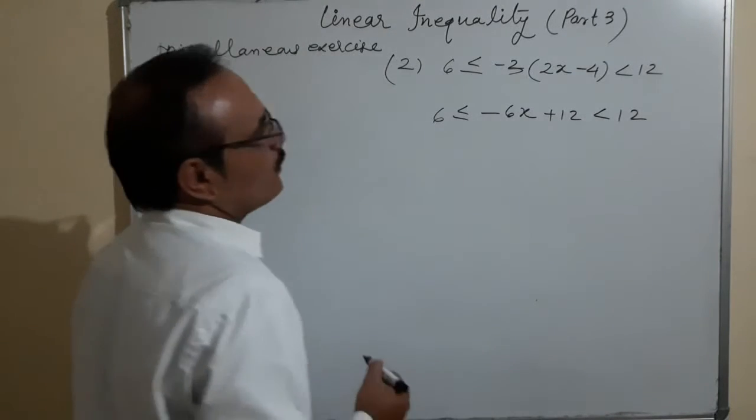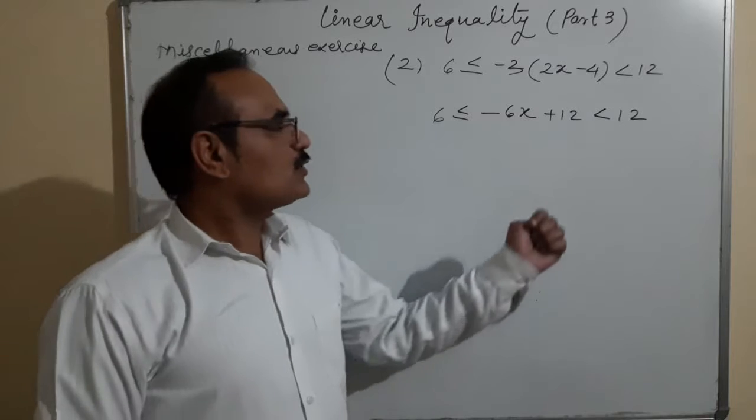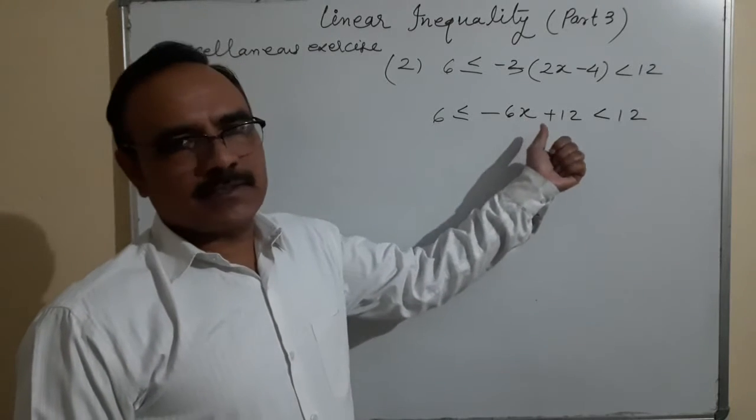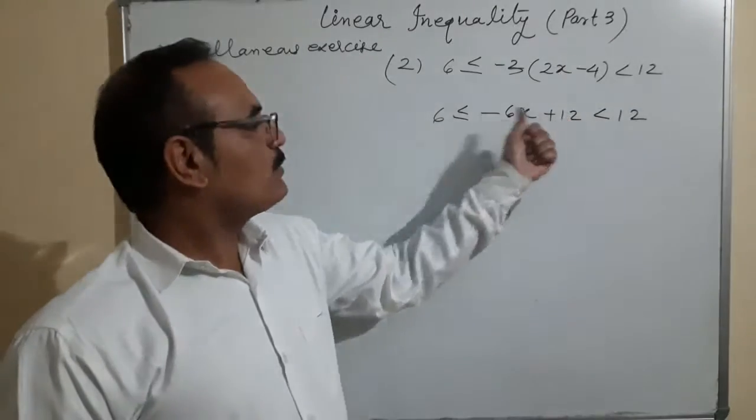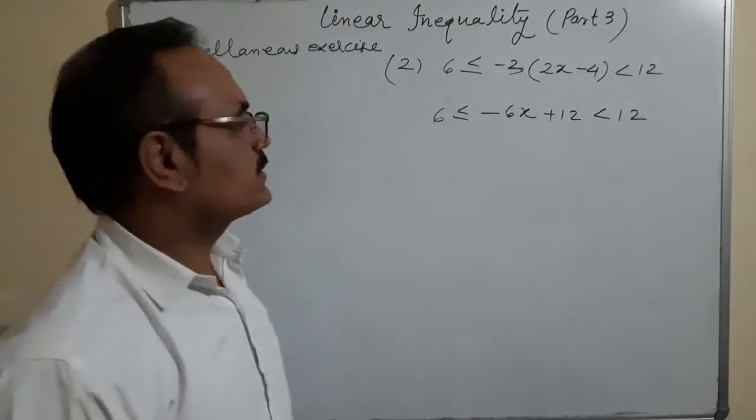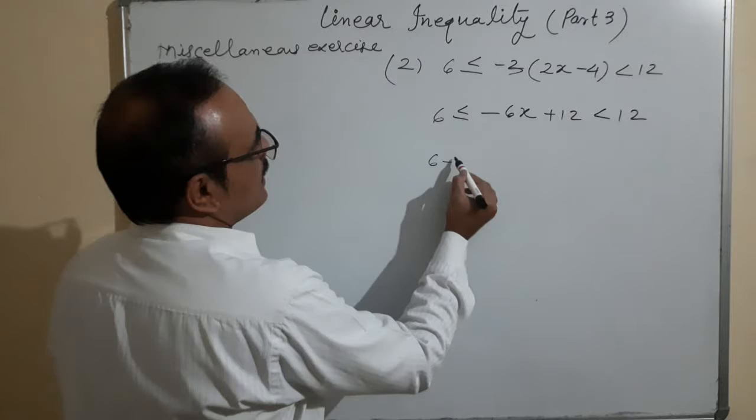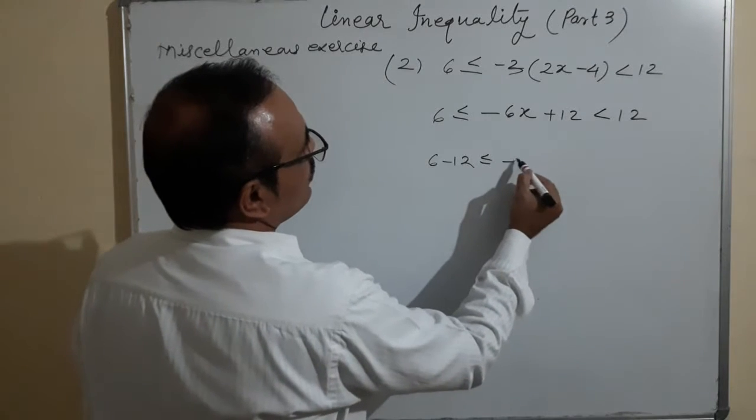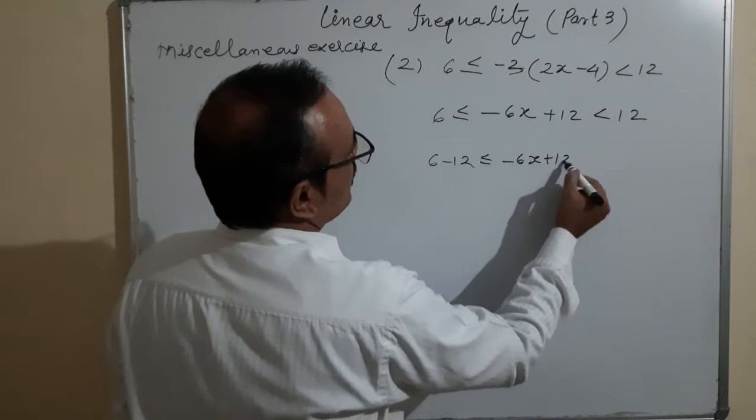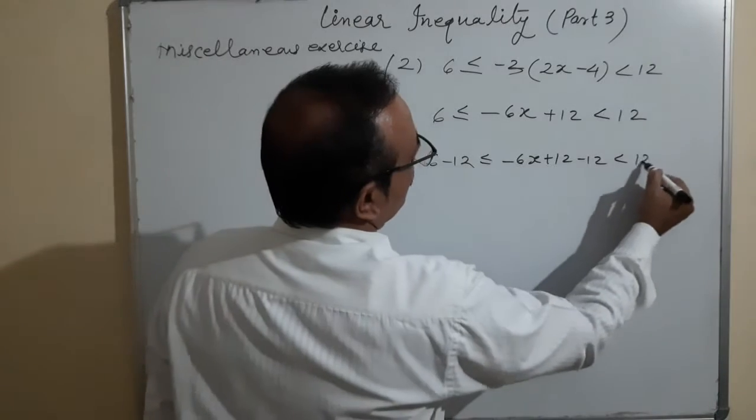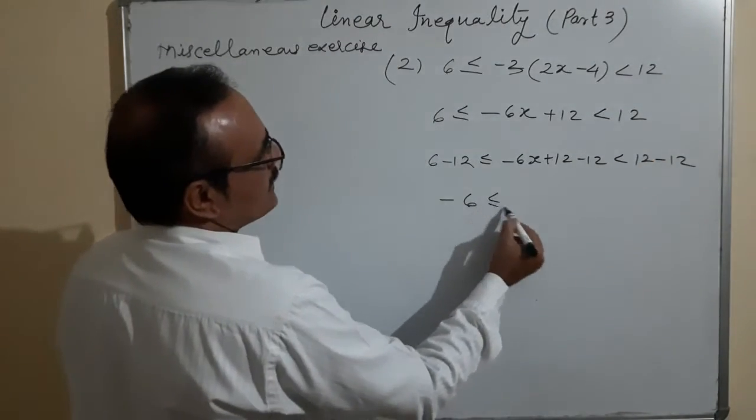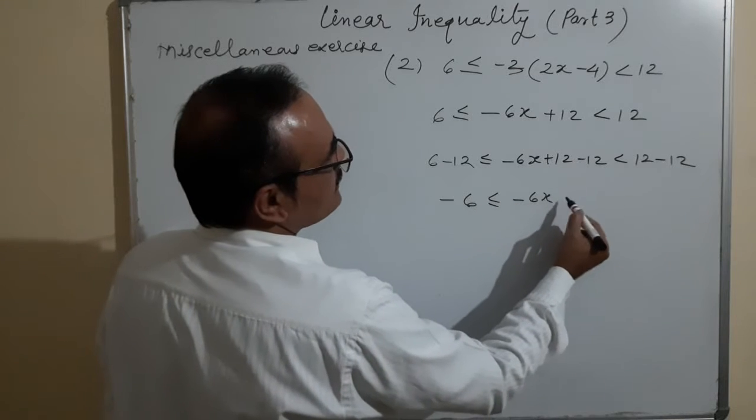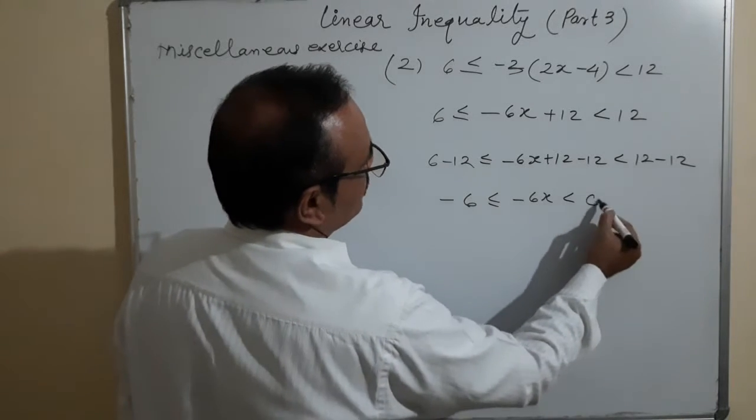Actually, we want to separate x in the middle. So what should I do? This 12 will be subtracted from all these terms. So 6 minus 12 is less than or equal to minus 6x plus 12 minus 12, less than 12 minus 12. Minus 6 is less than or equal to minus 6x, which is less than 0.